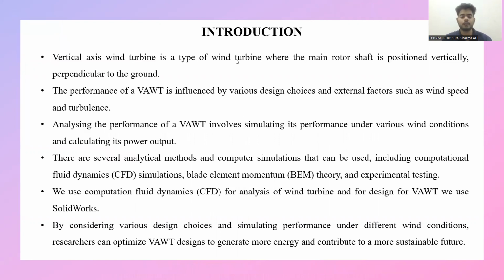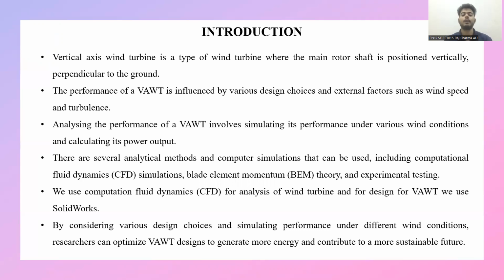What is a vertical axis wind turbine? A vertical axis wind turbine is a type of wind turbine where the main rotor shaft is positioned vertically, perpendicular to the ground. The performance of the VAWT is influenced by various design choices and external forces such as wind speed and turbulence. Analyzing the performance of VAWT involves simulating its performance under various conditions and calculating its power output.